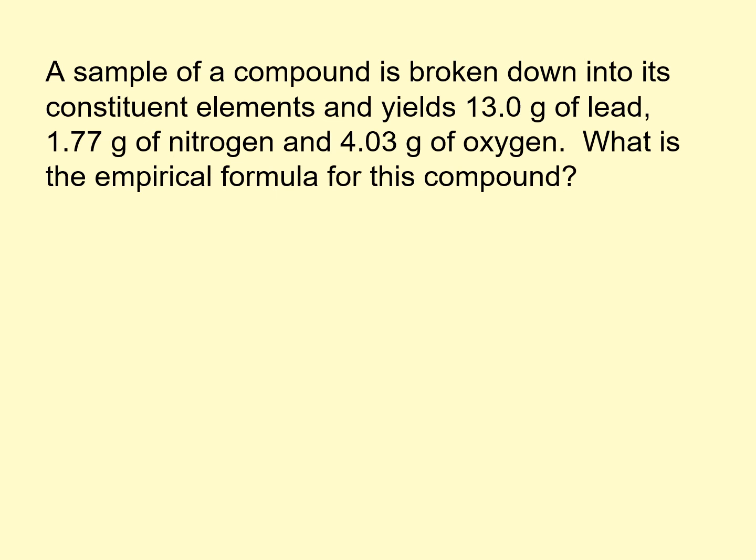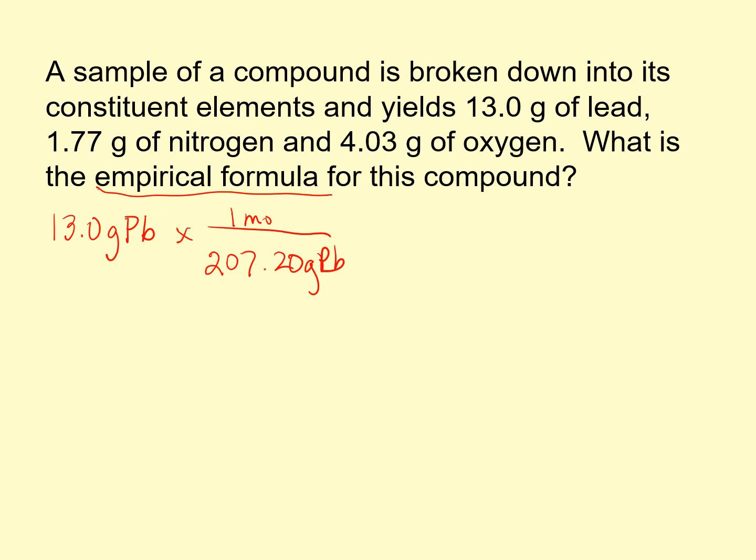Let's try it again. A sample of a compound is broken down into 13 grams of lead, 1.77 grams of nitrogen, and 4.03 grams of oxygen. What is the empirical formula? Okay, empirical formula. Step 1, change grams into moles. 13.0 grams of lead. Okay, change it into moles, so I go to the periodic table and I get 207.20 grams of lead for every 1 mole of lead. And I find out that that is 0.063 moles lead.